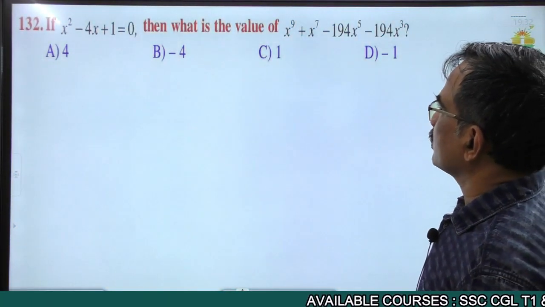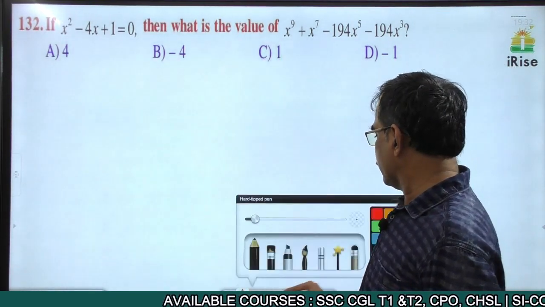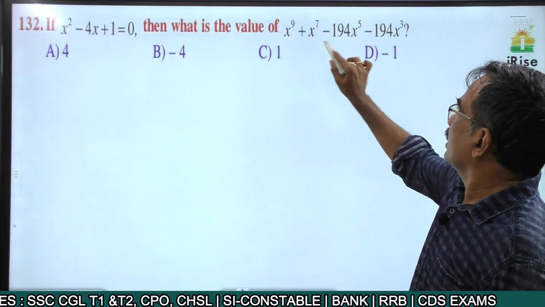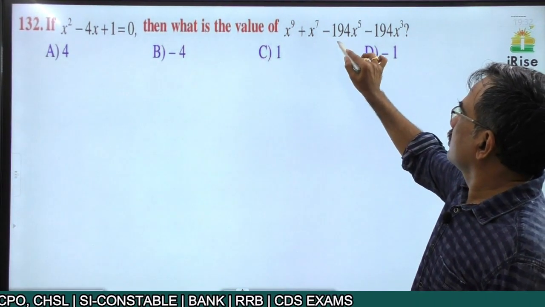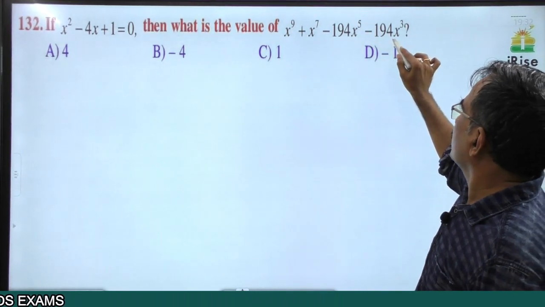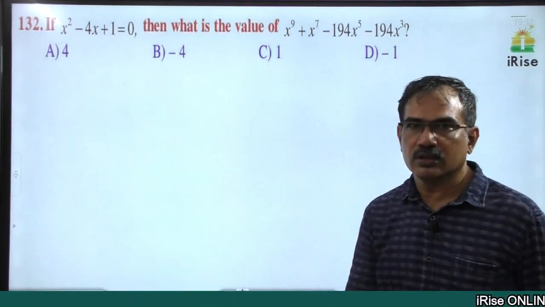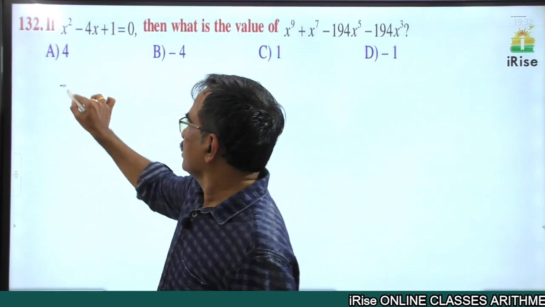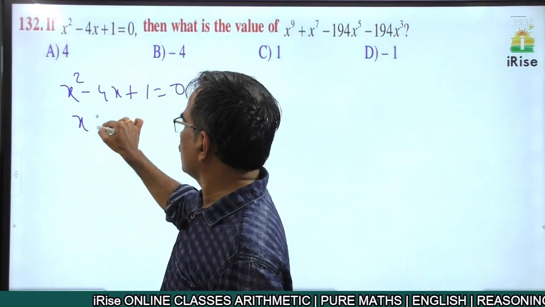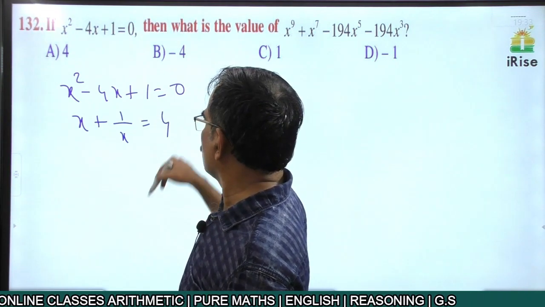If x square minus 4x plus 1 is 0, a very good question, then what is x power 9 minus 194 x power 5 plus x power 7 minus 194 x cube? So very good question. Here x square minus 4x plus 1 is equal to 0. This can be written as x plus 1 by x is equal to 4.